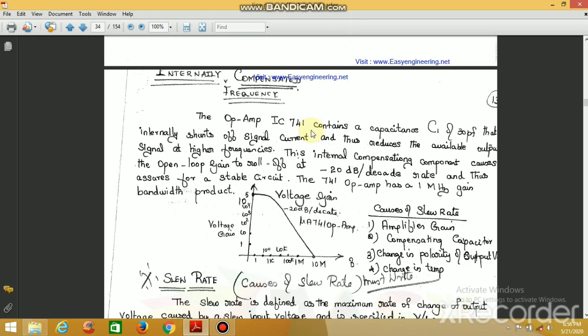So this stable circuit is obtained internally by using the compensation capacitor, which is designed internally while constructing the op-amp. So this internal compensation technique is applicable especially when we do not require any high frequency response and it is suitable for slow changing signals.